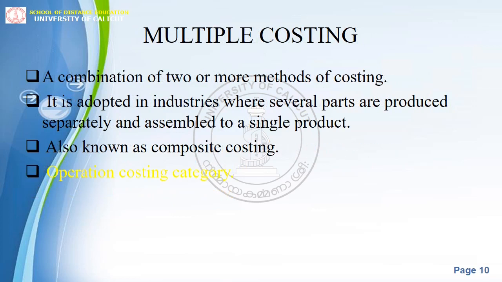This method of costing is an application of two or more methods of costing in respect of the same product. It is used in industries where a number of components are separately produced and assembled to a final product. This method is suitable for industries manufacturing bicycle, motorcycles, television, air conditioners, etc. This method of costing is also known as composite costing.